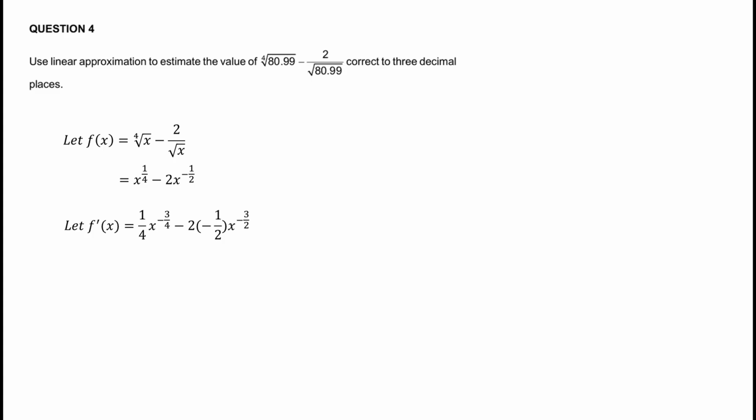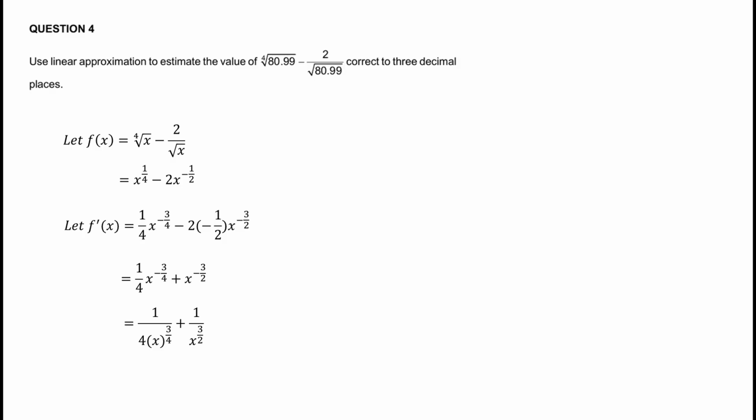And then we calculate the equation. We got this. And then we don't want the power to be negative, and then we put it down. And then we got the final f prime.